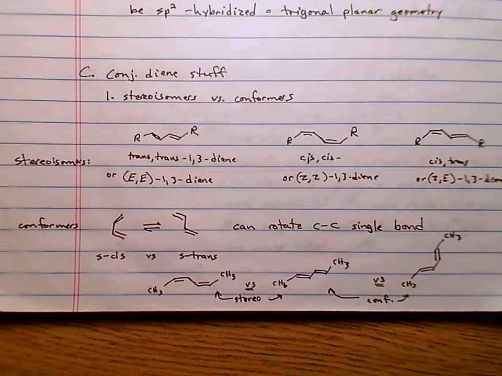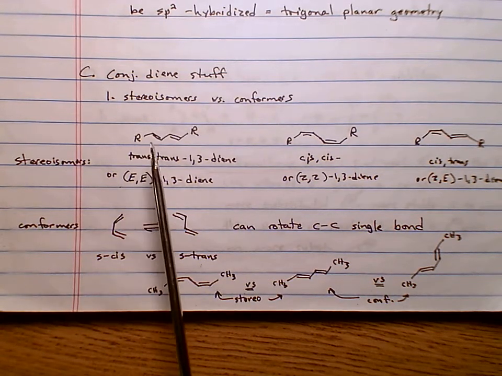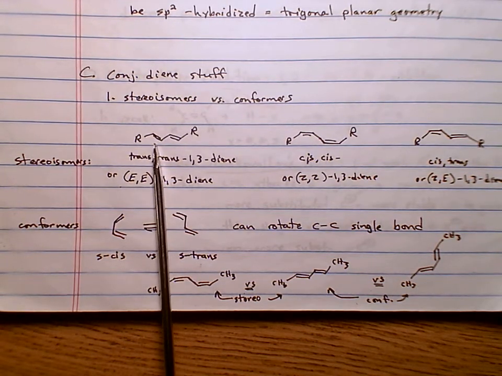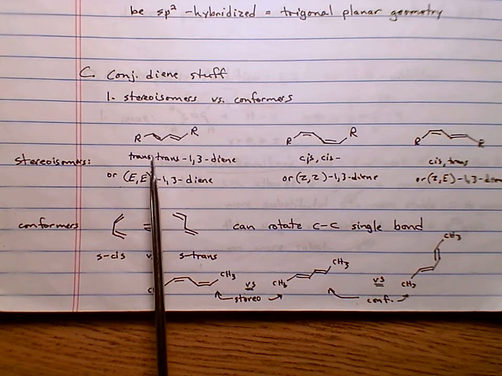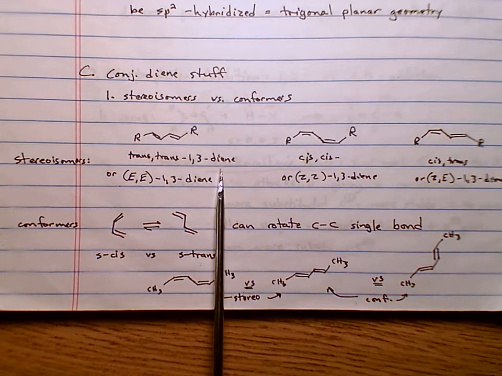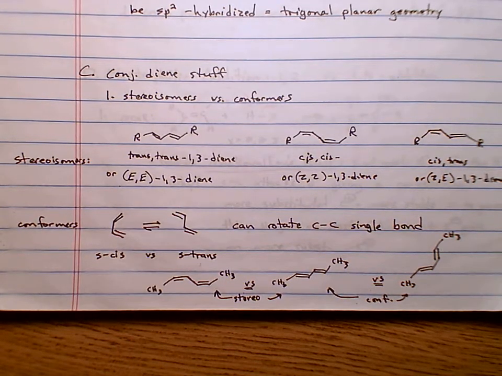All right, let's look at these conjugated dienes, and we're going to look at stereoisomers versus conformers. When we have our conjugated diene, note double bond, single bond, double bond. Note this double bond is trans and this double bond is trans. So you could call this a trans-trans 1,3 diene, or to be more specific, this is an EE 1,3 diene.